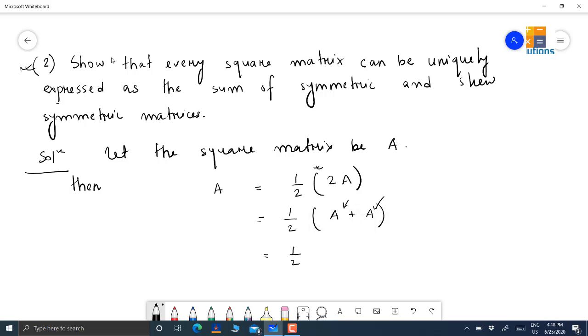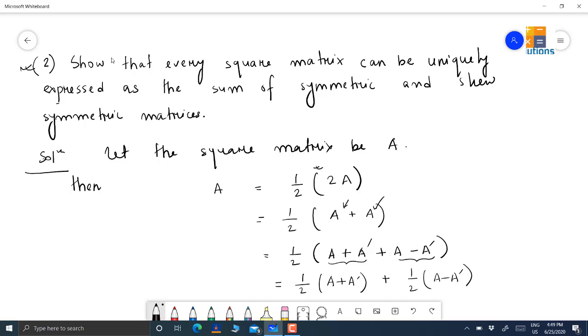This will be A plus A dash plus A minus A dash, which means the new thing that I am putting here is A dash and minus A dash. If I notice, A dash and minus A dash can be cancelled out. So after this I can arrange the things together in this way: half of A plus A dash, plus is there in between, again half of A minus A dash.